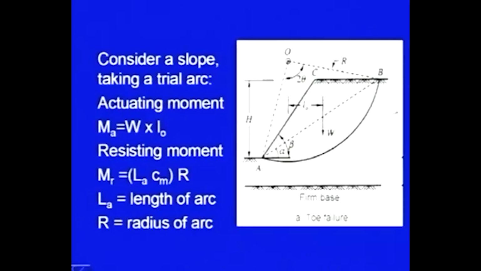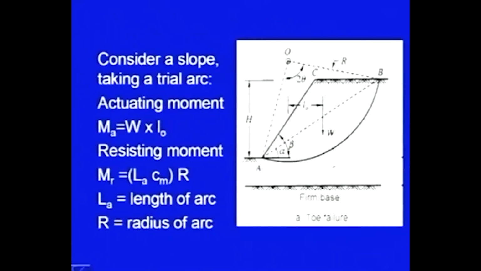So, you can find out the sum of moments of all those small forces which I discussed. So, the resisting moment will be L A into Cm, where L A is the length of this arc. If you know this length of arc, which you can get analytically very easily based on this angle theta, you have already taken a trial circle and this angle subtended at the center is 2 theta, radius is r. You can find out this length of the arc.